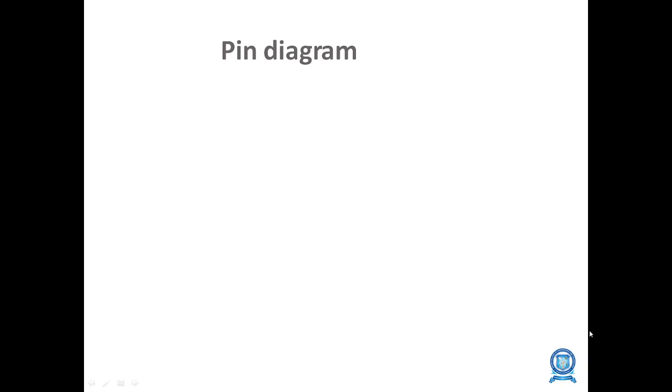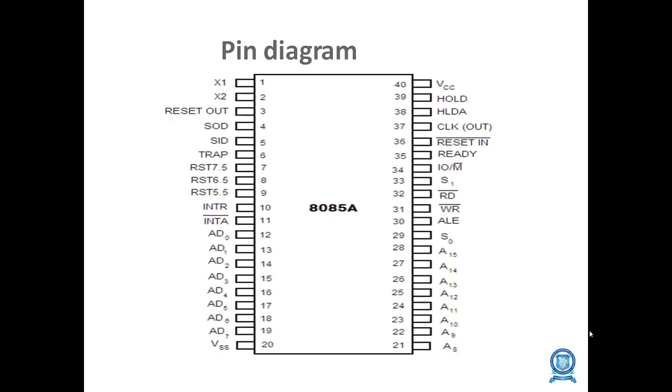So next we are going to see the pin diagram. In the pin diagram we have 40 pins, where 1 and 2 are X1 and X2, 3 and 4 are reset out, SOD and SID. The fifth pin is the trap pin. 7, 8, 9 are the restart pins 6.5, 7.5 and 5.5. 10 and 11 are interrupt and interrupt acknowledge pins. And 12 to 19 we have the address and data bus pins AD0 to AD7. And VSS is a supply, VCC is a supply.